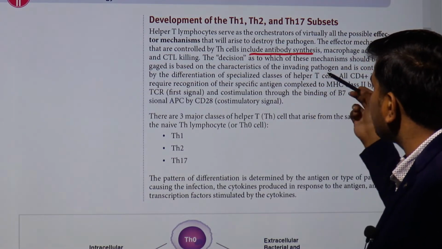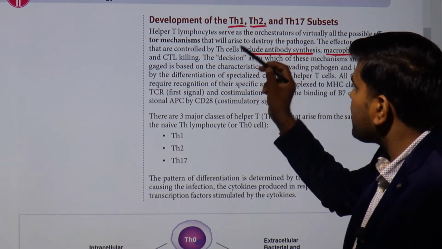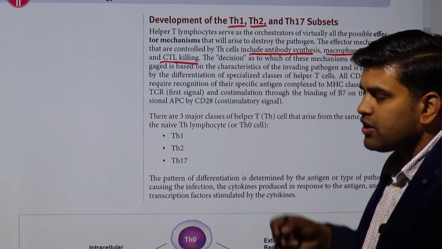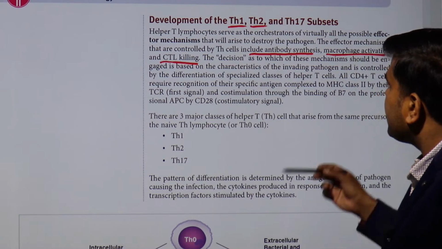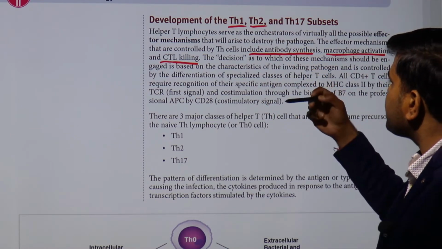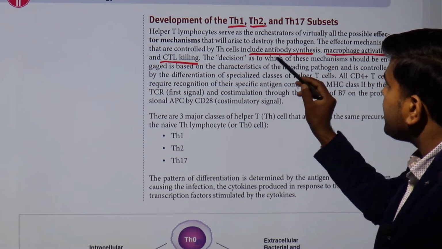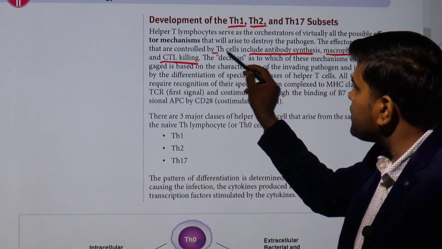T helper cells lead to antibody synthesis by the Th2 arm. There will be macrophage activation, which is the Th1 arm, and cytotoxic T cell killing, which is also due to the Th1 arm. Okay, that is cell mediated immunity. And the humoral immunity, or the release of antibody, is all controlled by the T helper cell.